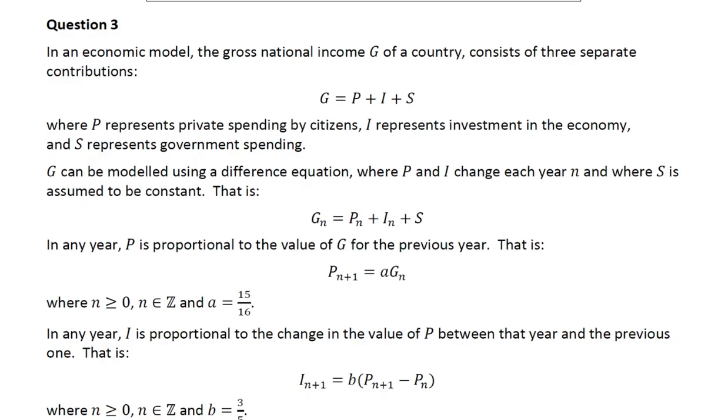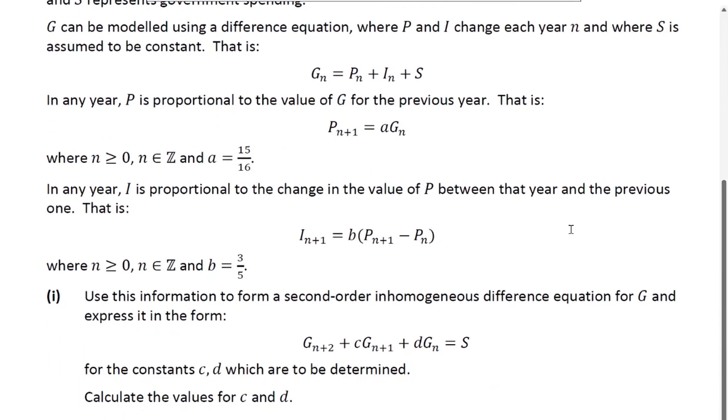So anyway, in any year, P is proportional to the value of G. So P_{n+1} equals A G_n for n greater than 0, n an integer, the usual housekeeping stuff. And A has a value of 15/16. And then in any year, I is proportional to P, so it's between that year and the previous one. Okay, cool. Again, n is greater than 0 as an integer, and it gives a value for B.